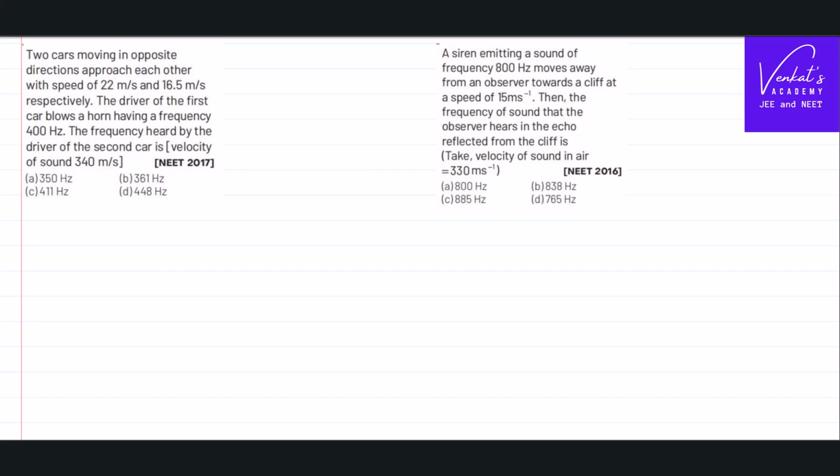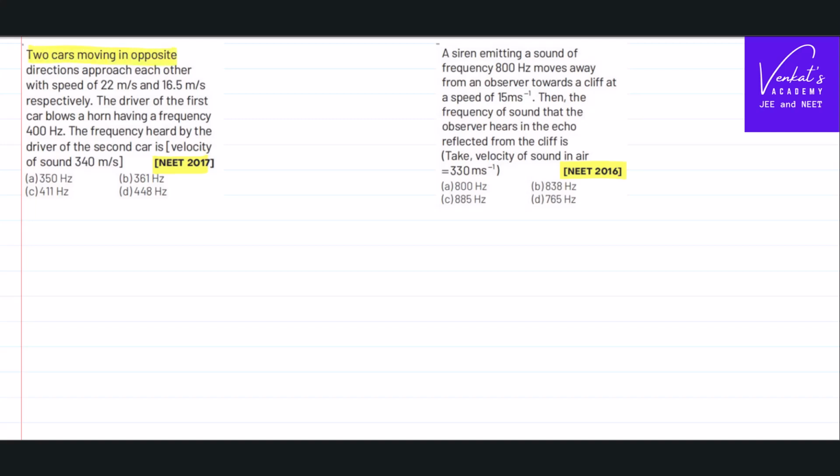Both these questions are given in NEET 2017 and 2016, and both of them are based on Doppler effect of sound. That's from the chapter waves. I will solve the questions one by one. Let's have a first question.